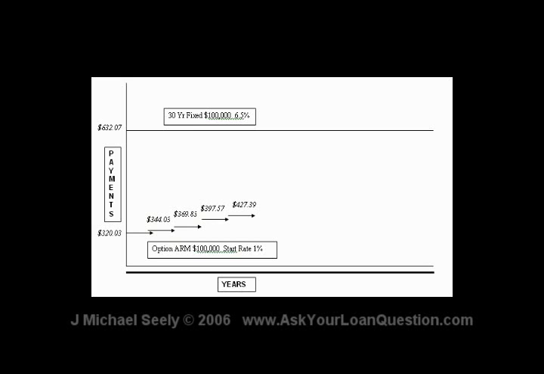And again, I want to remind you that the true rate you pay on the option arm, or you defer, is a margin added on to an index. So for example, here our first 5 years, you'll see that the first payment is $320, the second year $344, the third year $369, the fourth year $397, and the fifth year $427. And again, those are only minimum payments.